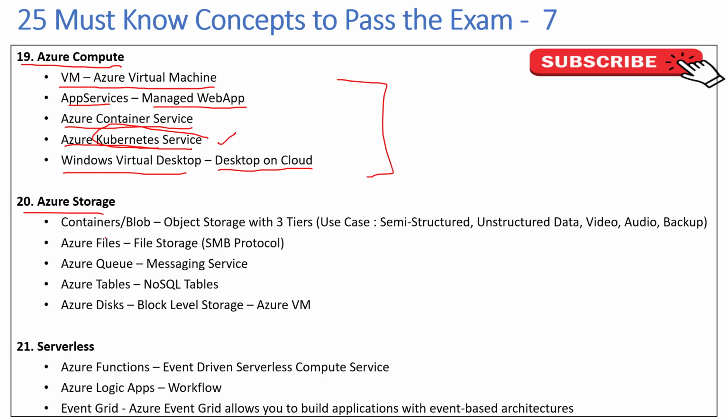On the storage side, you have 5 services. You have the container blob. Basically, it's an object storage. You need to remember it's an object storage, and it has 3 tiers. It can be used for storing any kind of data: semi-structured, unstructured, videos, audios. Basically, you can create a data lake out of it. You can store any kind of data. So you need to remember that.